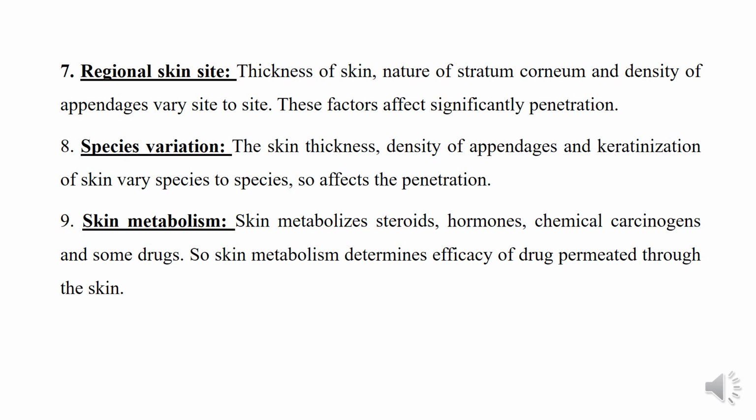Skin metabolism means what? It is a biological process that occurs amongst the epidermal and dermal cells to regulate the rate of cell turnover, collagen production, and repair any damage which is caused due to UV light. So that is the metabolism happening in the skin. So skin metabolizes steroids, hormones, chemical carcinogens, and some drugs. So depending on the skin metabolism, the drug permeation also differs.